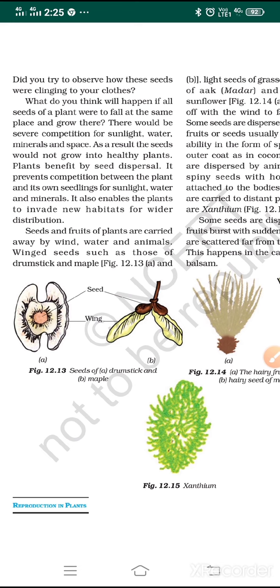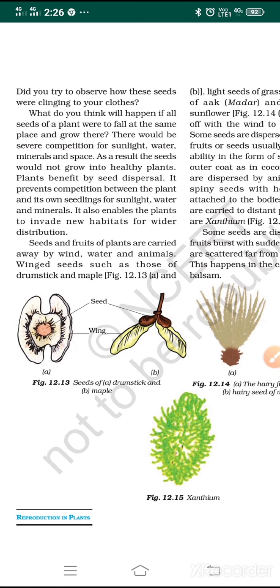Yes, for growing, in order to get nutrients and minerals, and for its own seedlings to get sunlight, water and minerals, there will be no competition for them. Otherwise its own seedlings may compete for sunlight, water and even minerals. That problem they may face. So it enables the plants to invade new habitats for wider distribution. If new habitats are there, the plants can grow well.